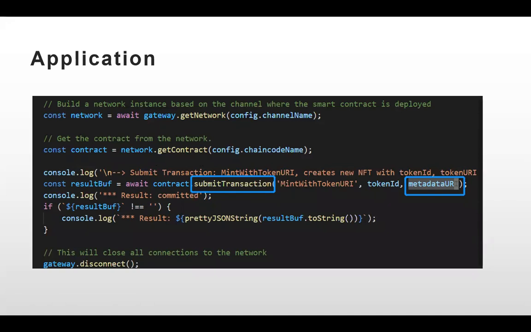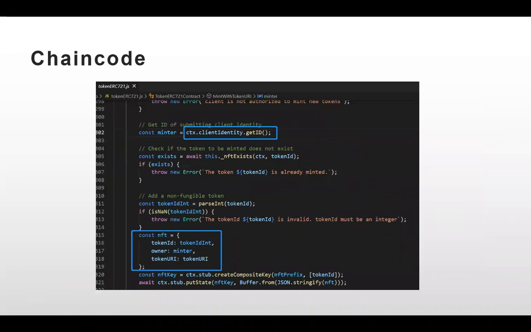Actually, we are using the mint with token URL chain code here. We submit the transaction here. Only three fields are recorded on the chain: the token ID and the metadata URL, which is very important. I marked the metadata URL in blue.